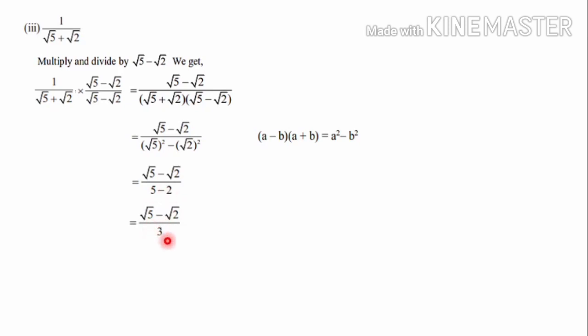Now when you check, the denominator is rational, and before it was irrational. Root 5 plus root 2, before it was irrational. After rationalization, the denominator becomes rational. Next question, question number 4, 1 divided by root 7 minus 2. This question you will do as homework.